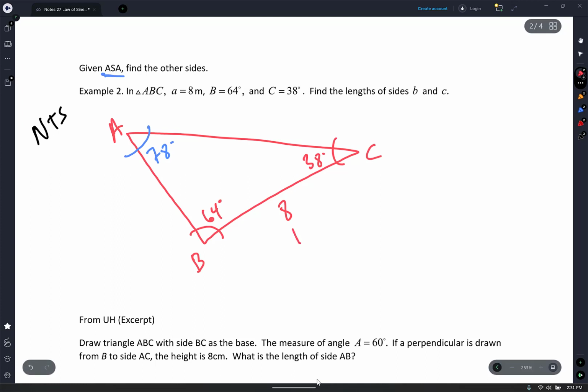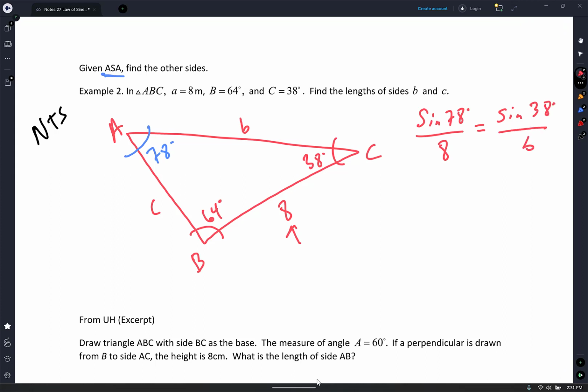Because they gave us 8, that's what I'm going to start off with. So angle A creates little a. So I'm going to write sine 78 degrees, that's the one we have to find, over 8 equals, and they want us to find B and C. So here's little b and here's little c. Let's find B first: sine 38 degrees over little b. Does everyone know how I'm putting those numbers together? Angle A over little a, angle B over little b.